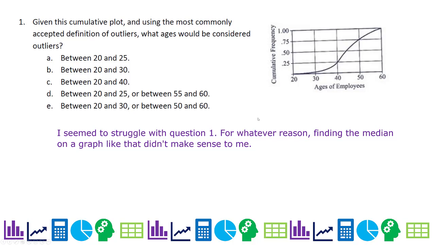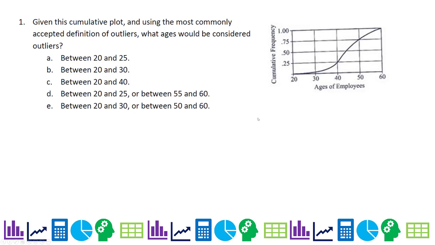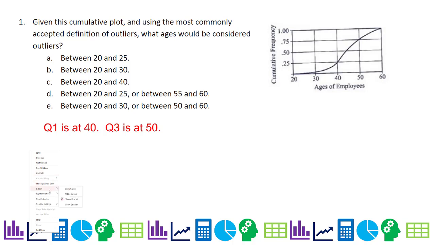Finding a median on the graph like this didn't make sense. Here's the good news. You don't need the median for this calculation because the median is a little tricky on there. It looks like it's about 43, 44. But the good news is we can find IQR because Q1 and Q3 are very easily visible. So first of all, Q1 is at the 25% mark. So looking horizontally, where does the line intersect with the 0.25? It's at 40, all right? And then Q3, where does it hit 0.75? It's at 50.